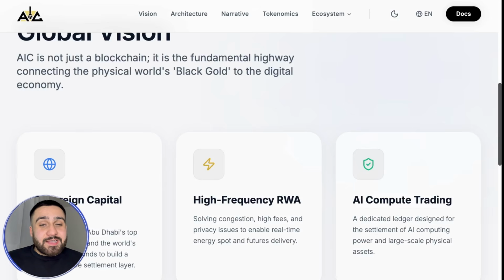AIC Chain highlights two main use cases. First is high-frequency trading of real-world assets. This focuses on solving issues like congestion, high fees, and slow transaction speeds, which is a really big issue right now. Second is AI compute trading, where computing power can be exchanged and settled on chain. This creates a system where both assets and compute resources can be actively used within the network.